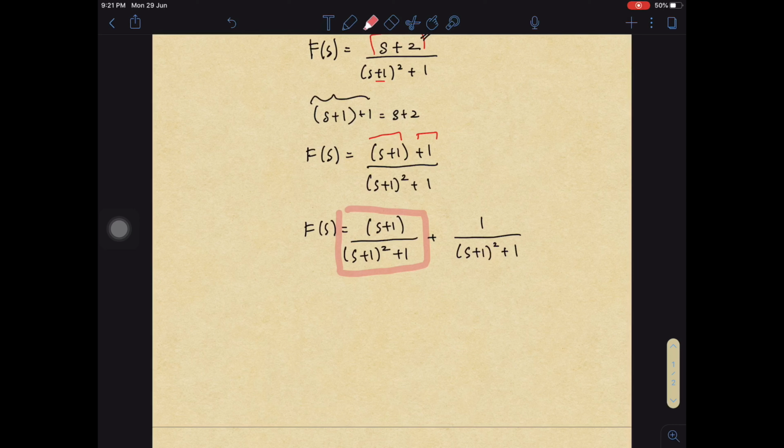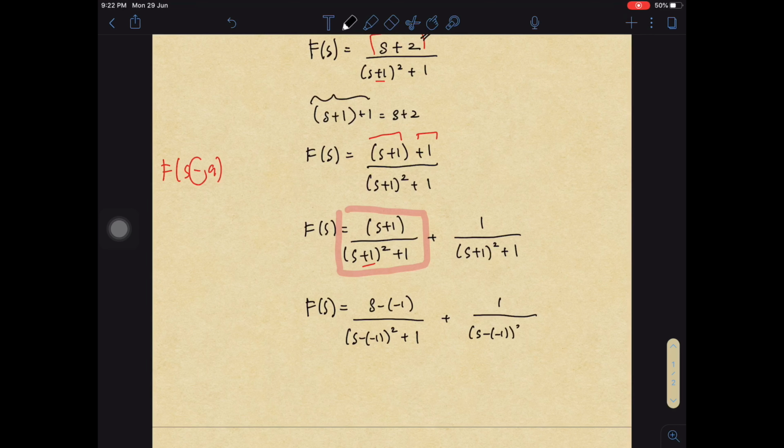So we have (s plus 1) over ((s plus 1) square plus 1). If you look at the denominator, your s now is not a single s, but it is together with the constant positive 1 here. So you need to use the first shift theorem, which has the form F(s minus a). Therefore you need to change the sign from positive to negative, so you can rewrite this one as s minus negative 1 here. So you have (s plus 1) over ((s minus negative 1) square plus 1). Same for this one, you will have 1 over ((s minus negative 1) square plus 1).